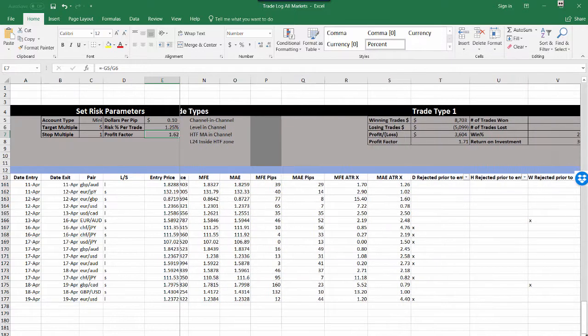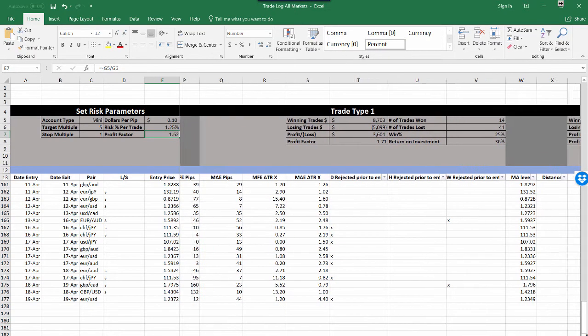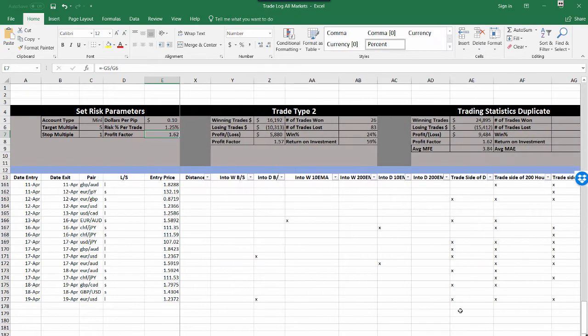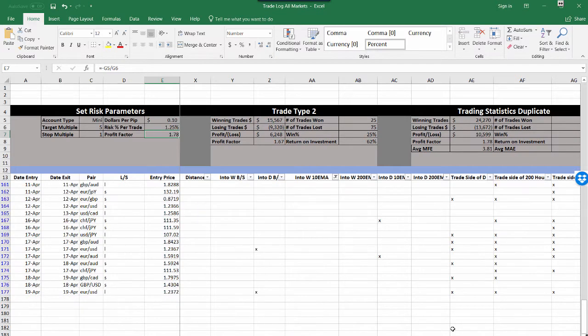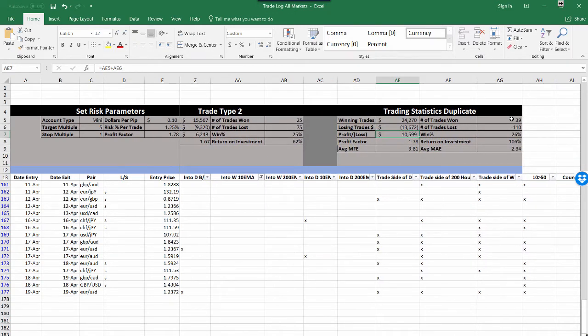Now, if we look at filters, got a couple things that seem to work pretty well. If I remove any trade where I'm trading into the 10-period moving average on the weekly, you can see my profit factor goes up and my profit also goes up. And I didn't reduce my trade count by very much.